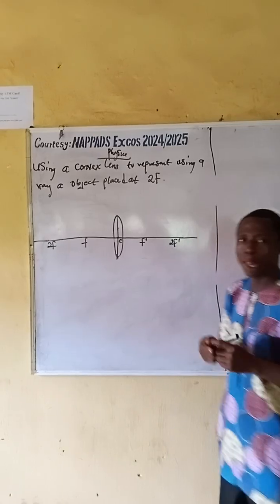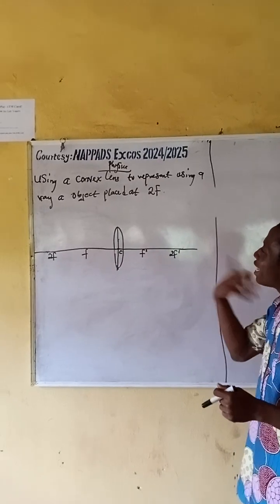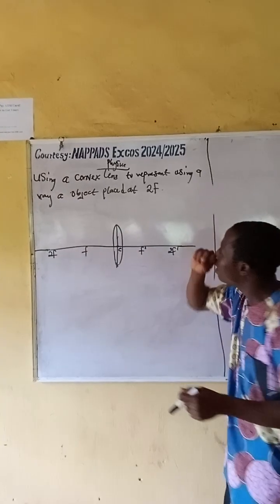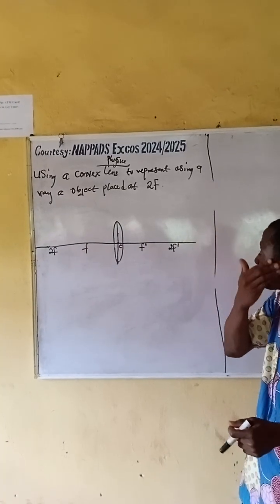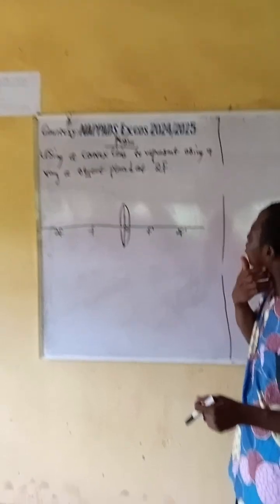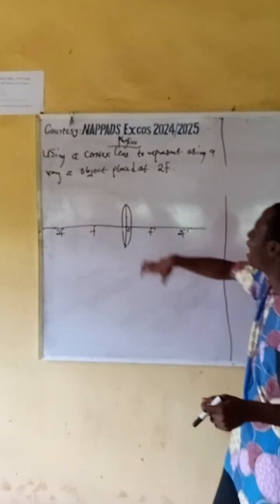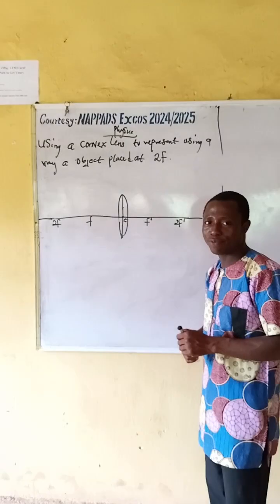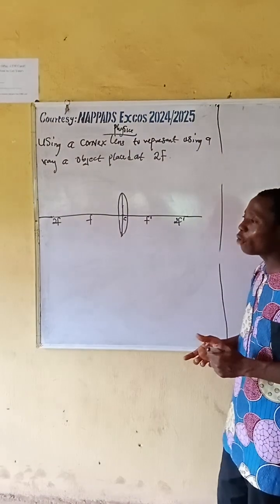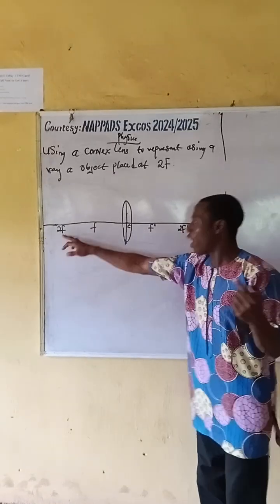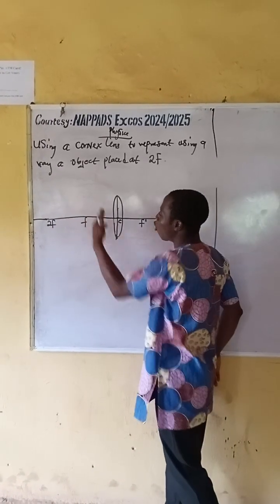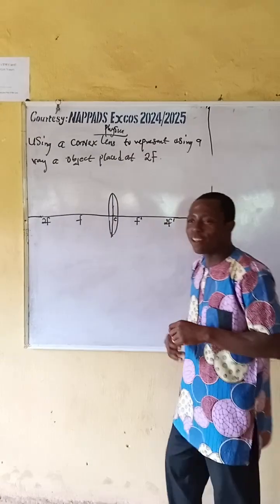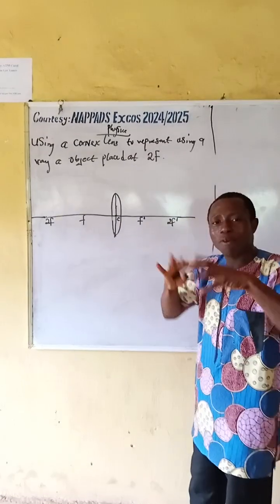Now, if you are asked to use a ray diagram, you are going to use a convex lens. This is a convex lens. A convex lens is a converging lens. If you are asked to use a convex lens to represent an object placed at 2F, they can ask you to represent an object placed beyond 2F, at 2F, between F and 2F, at F, or between F and C. When you do it, they want you to tell them what type of image is formed.